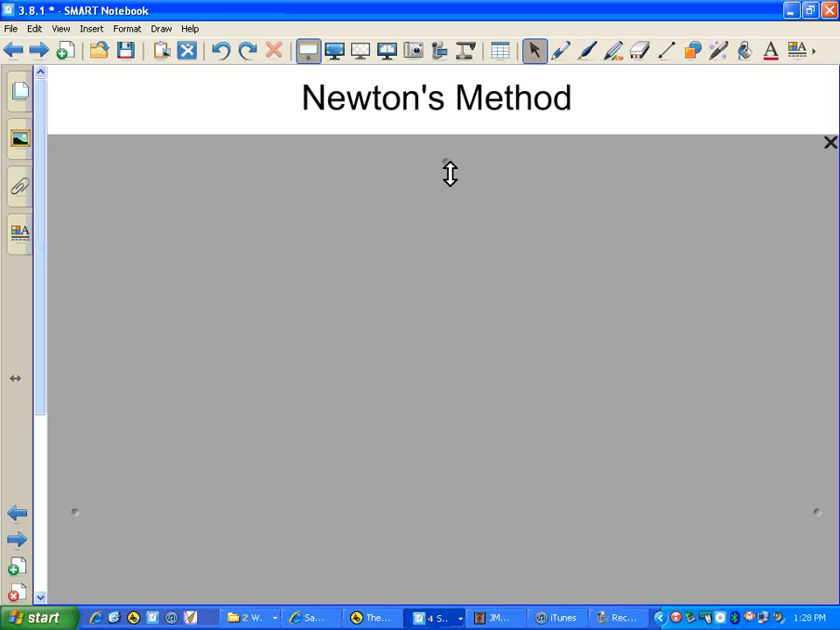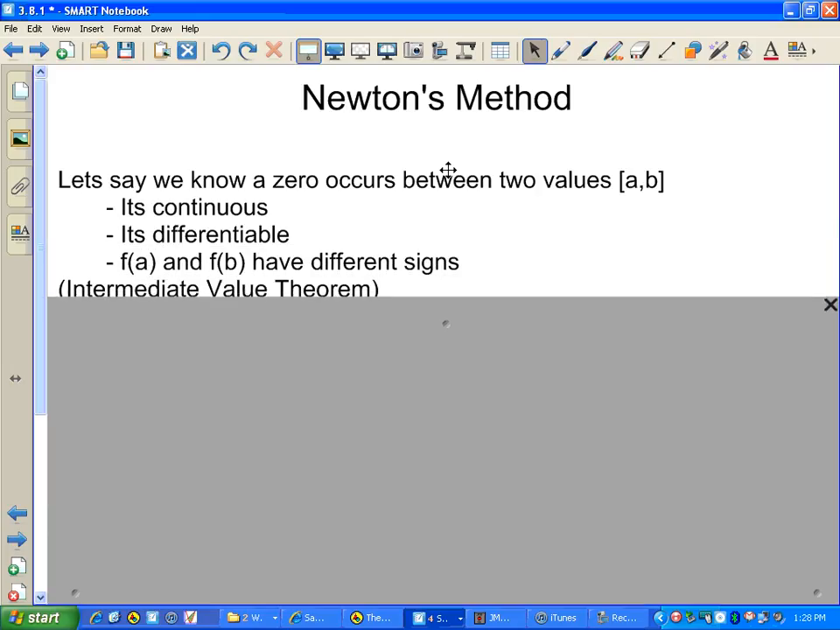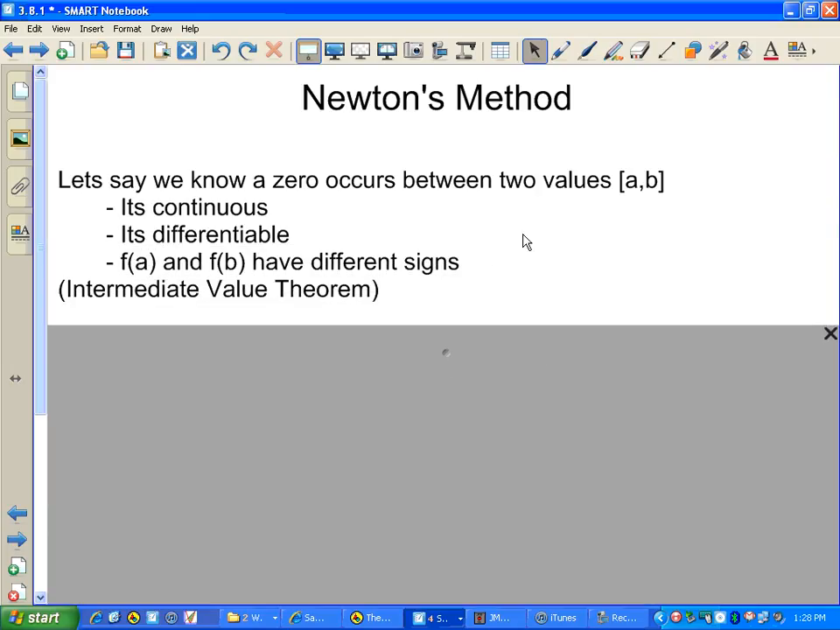But there are certain few conditions that have to be met. So in order to use Newton's method, your function has to be continuous between the values you're looking at. It has to be differentiable, which means there can't be any sharp points. You can't have a function that does this, because that's not differentiable at this point. And there can't be any holes in the graph. And the function at your starting point and at your ending point have to have different signs.